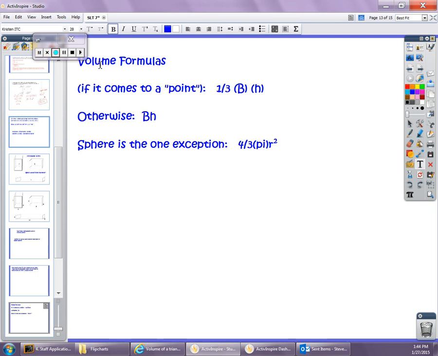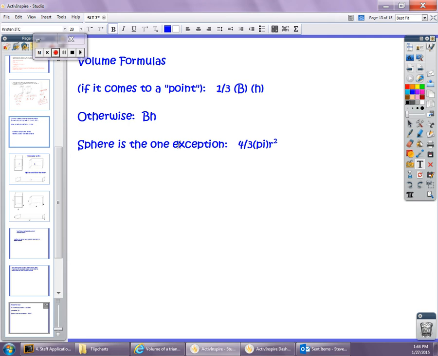So volume formulas of all the shapes. If it comes to a point, which would be a pyramid or a cone, the volume formula is actually 1/3 BH. Now notice that's a big B, which means area of the base times the height. So if you're dealing with a cone, the base is a circle, so it's going to be 1/3 pi r squared times the height of the cone. Otherwise, every prism will have the formula. We've already gone over this. Big B times H, or area of one of the bases times its height.